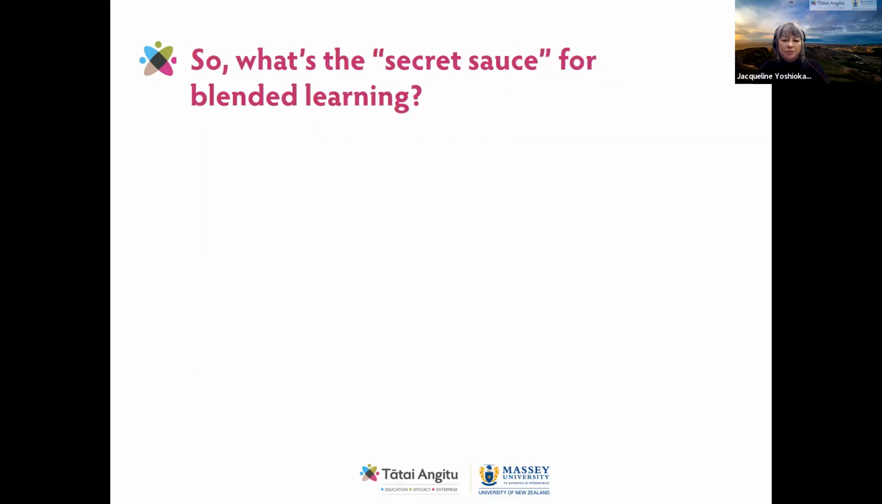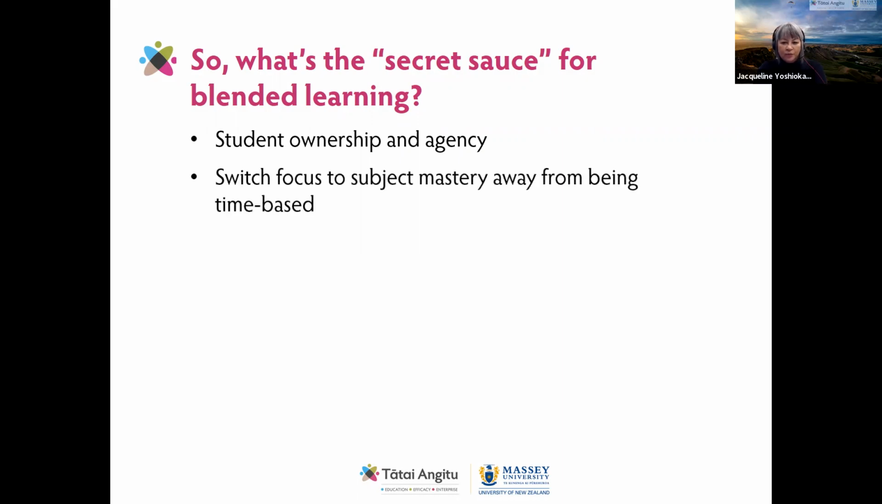So this leads me to providing you with a secret sauce for blended learning. Firstly, we look at student ownership and agency. The evidence is that when a student feels they have ownership over their own learning, they become engaged. There is a switch away from being time-based towards subject mastery. So instead of looking at the clock to make sure that content is delivered within a time frame, we now consider what it is the student needs to know and ensure that they're able to master those skills and knowledge before moving on to the next topic.